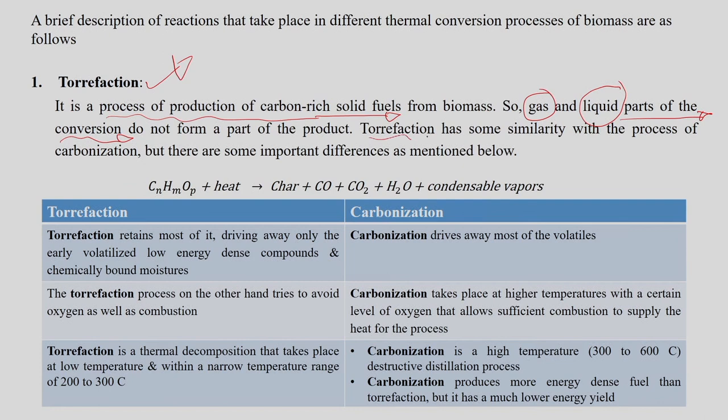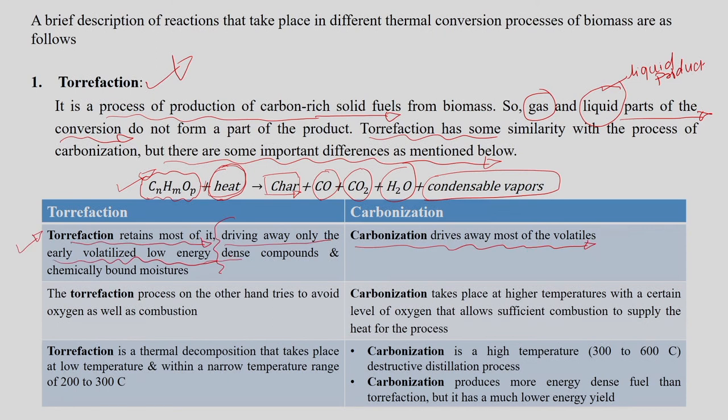Apart from that, this torrefaction process also has a similarity with the carbonization process, and there are some important differences between these two processes as well. And this torrefaction process is represented by this reaction. So, this is the general formula for the representation of the biomass. This particular biomass with some amount of heat is torrefied to produce the char as a solid product. Along with that, it also produces CO, CO2 and H2O as products, along with some condensable vapor, that we also term here as a liquid. And that is the important difference between the torrefaction and the carbonization process here.